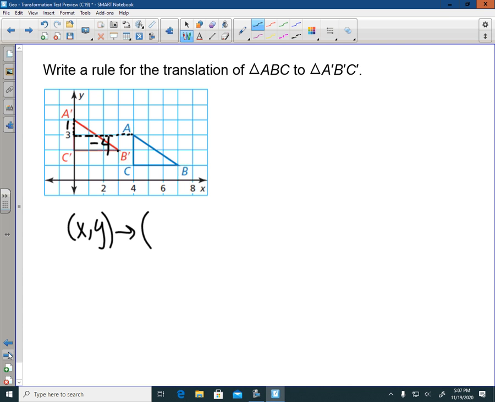So because the -4 is our x component, we would write x minus 4 here. And then we went up 1 for our y component, so y plus 1, and there is your rule for the translation. It's just a matter of counting and writing it in the proper notation.